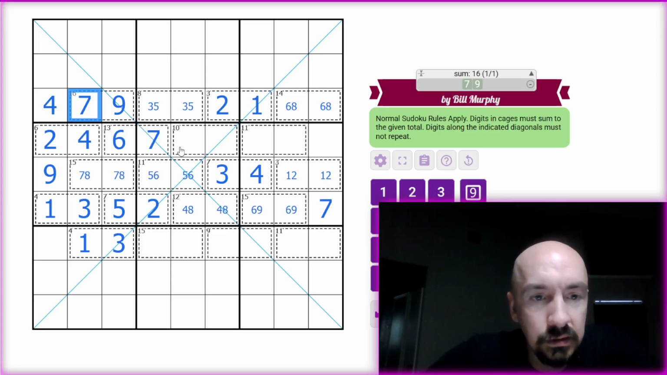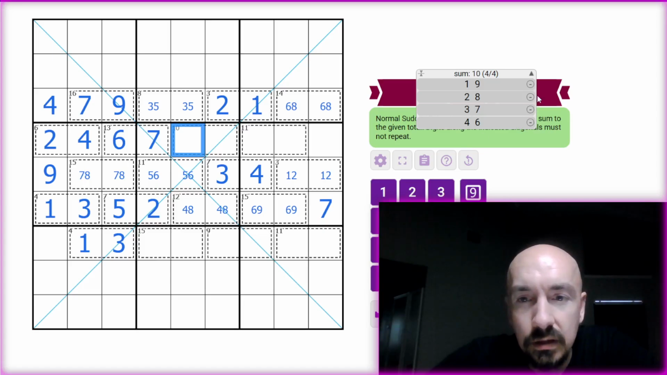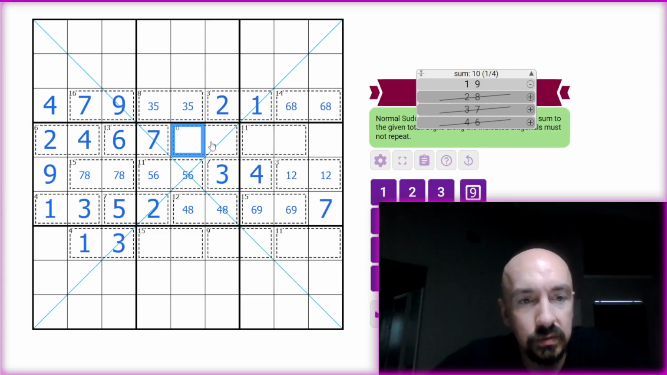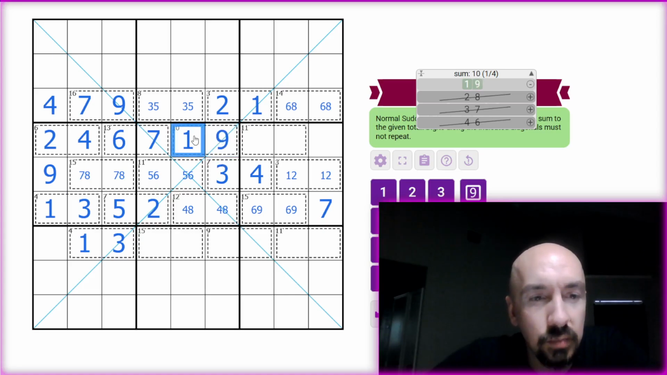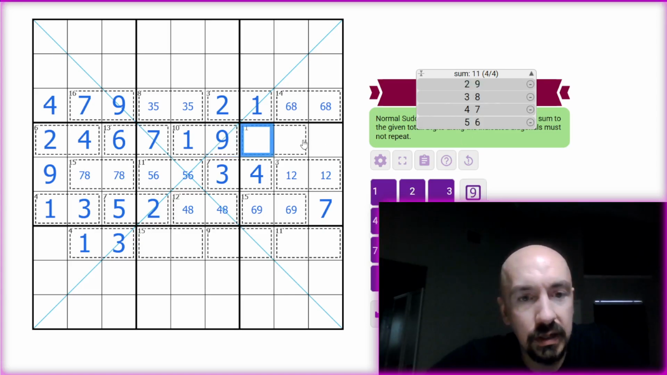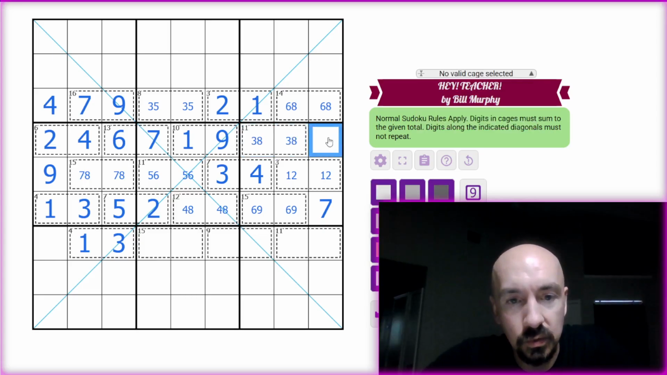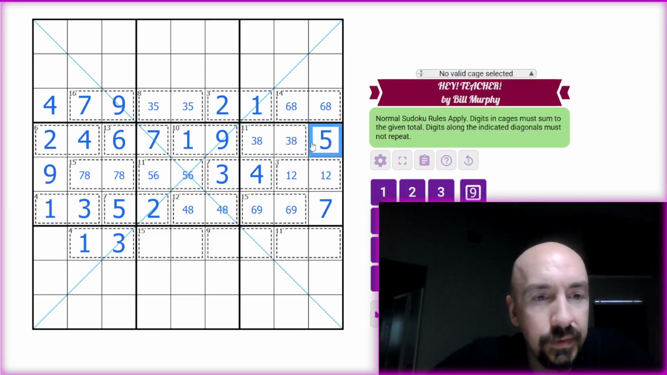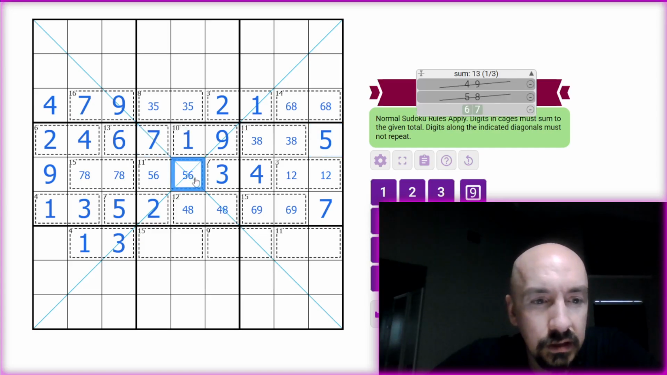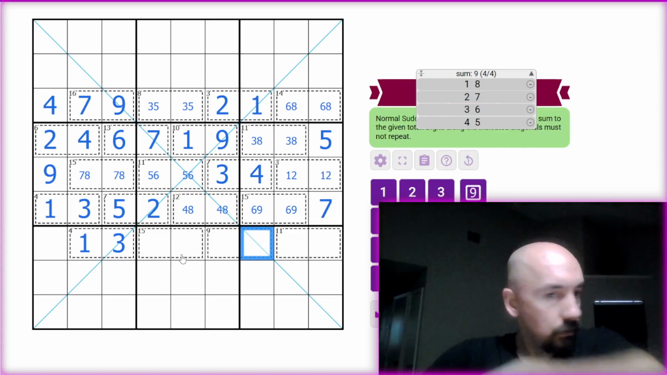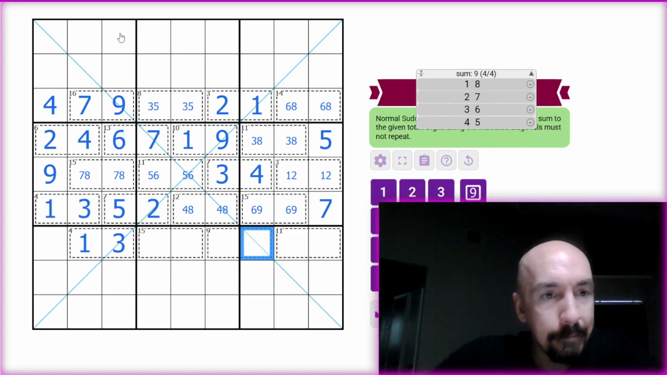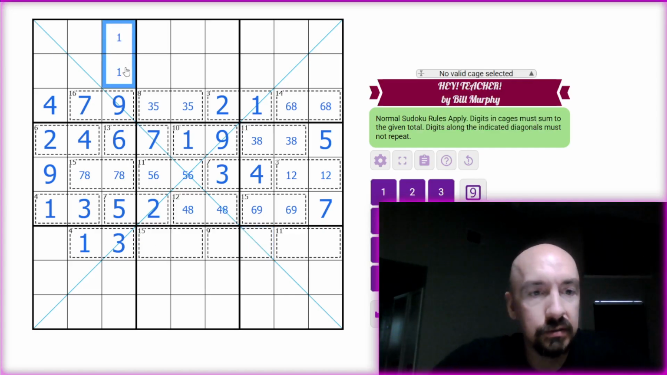Okay. This can't be a 2, can't be a 3, 7, and it can't be a 4, 6, so it's a 1, 9. And we can place that 1 here, 9 here. You can place that 1 because of the diagonal. So then this is going to be a 3, 8. And then this will be a 5. Can I limit any of the other diagonals? No, not yet. Gross. All right, I can pencil mark in 1s here.